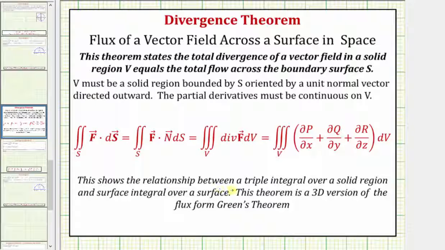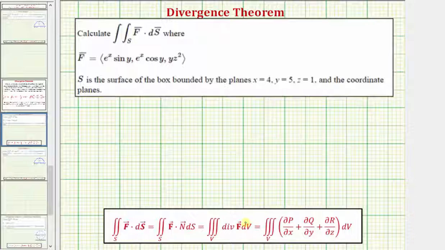So this shows the relationship between a triple integral over a solid region and a surface integral over a surface. This is a 3D version of the flux form of Green's theorem. So going back to our example, looking at our formula below and the vector field F, P equals e^x sin y, Q equals e^x cos y, and R equals yz^2.